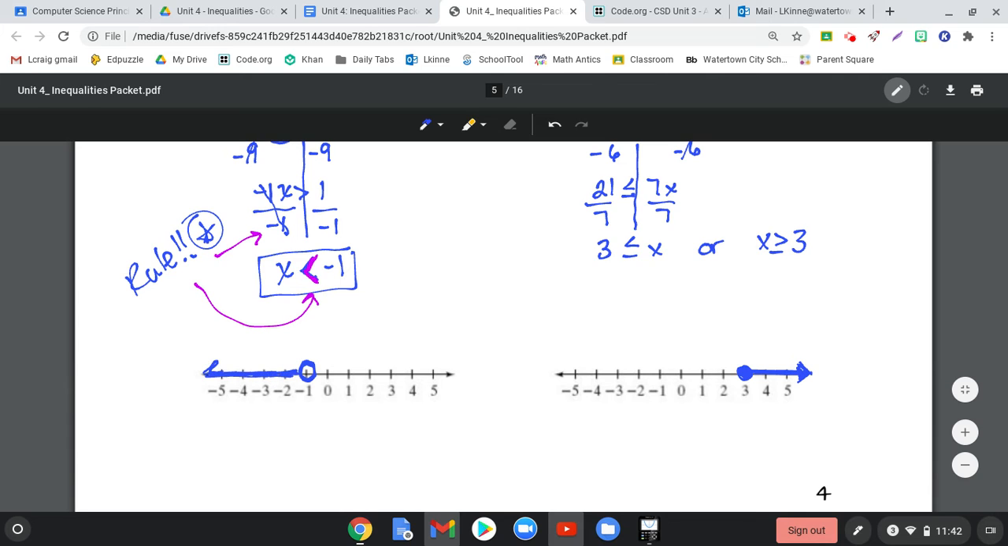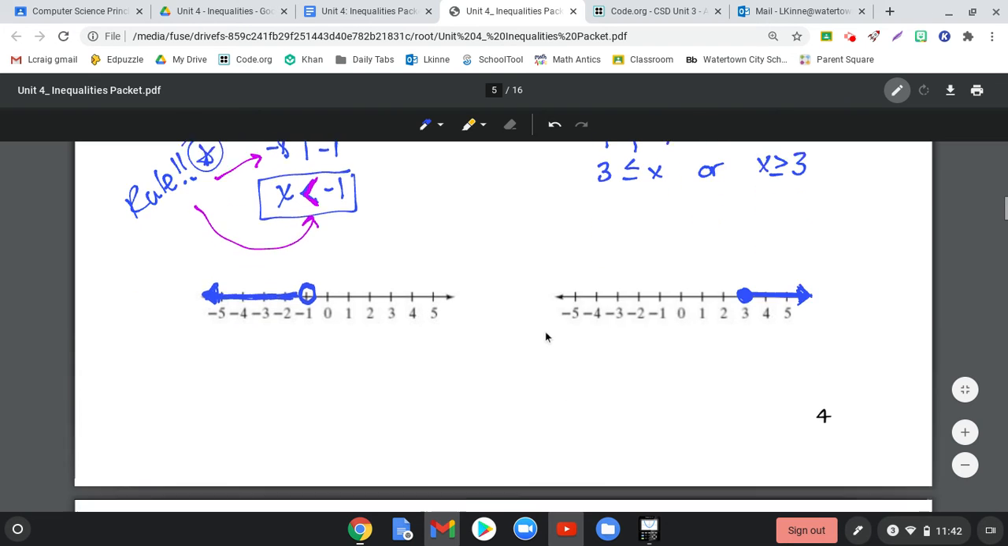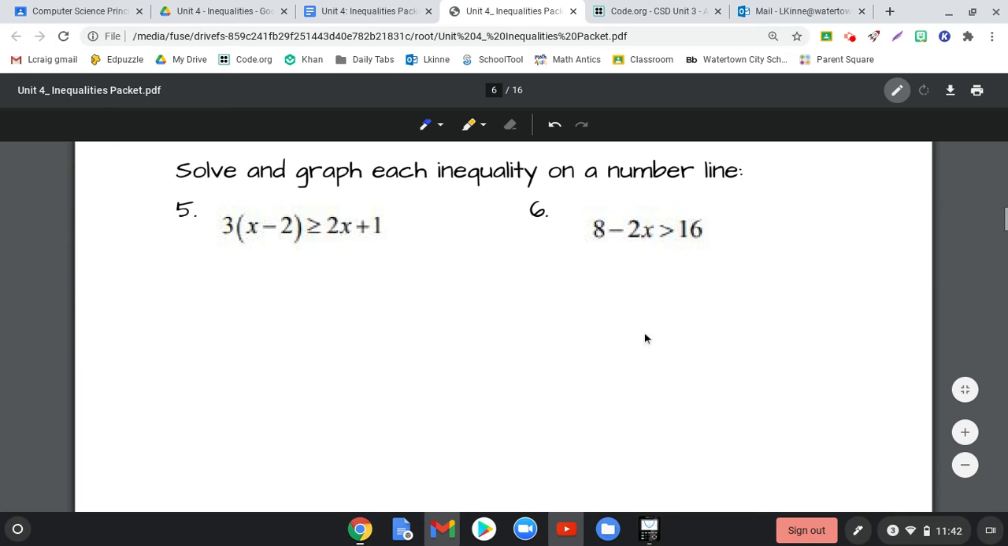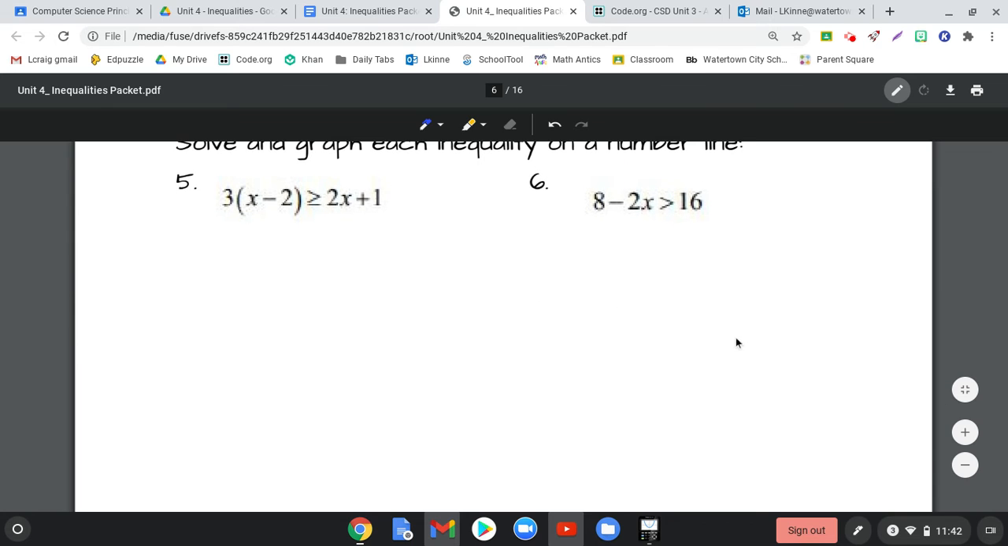All those numbers are less than -1. Less than, to the left. All right, on the second page, we got some that are a little bit more complicated, but that's okay. I have faith in you.